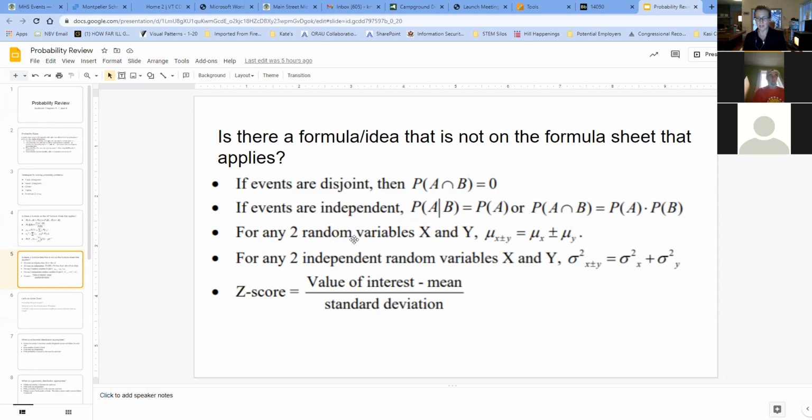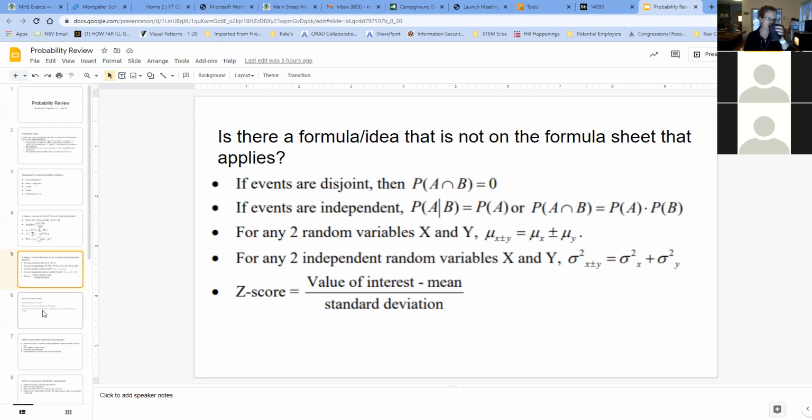This is where we're combining random variables. So mu of A plus B is equal to mu of A plus mu of B. That came up recently in class. And then also we can combine variances. Remember that if we're given standard deviations, we're going to have to square them both first, add them together, and then we can take the square root after that. And then you're never going to see a z-score on your formula sheet, but we all know how to find a z-score. So that's another important one that we can use.